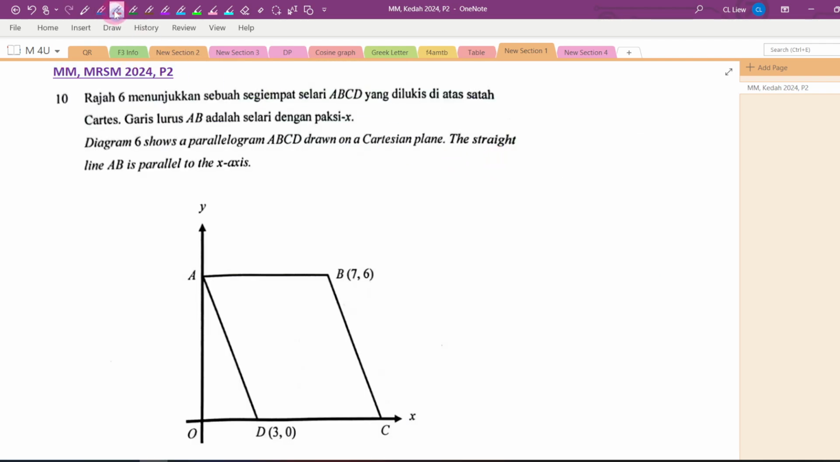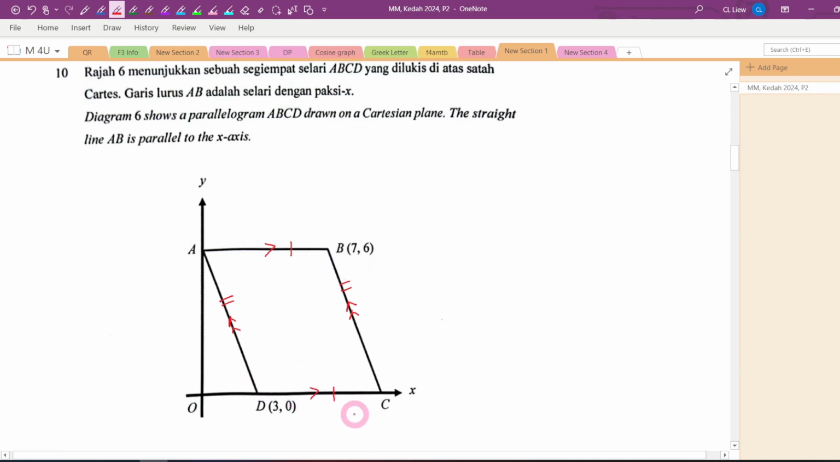Let's try another question. Diagram 6 shows a parallelogram. Parallelogram means that these two sides are parallel to each other, and these two sides are parallel to each other. And here, this side and this side are the same length. These are some of the properties of a parallelogram. Okay, the straight line AB is parallel to the x-axis.